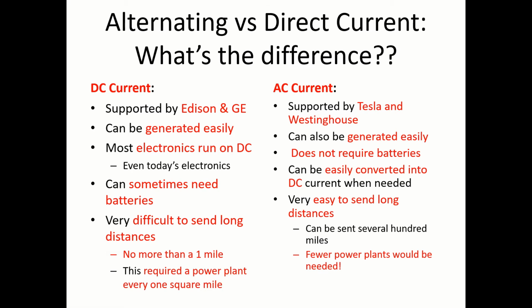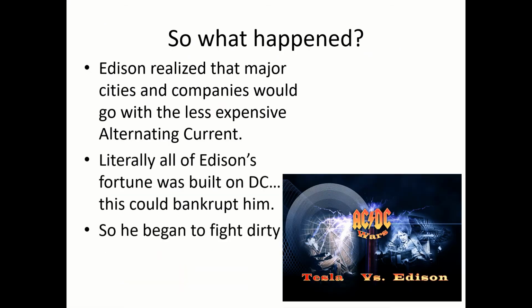Now, this upset Edison because he realized his fortune was disappearing. Obviously, if you haven't noticed, this is where AC/DC got their logo and stuff from, too. It's a lot of fun that way. But Edison realized that he was not going to get a piece of this money, that he was going to continue to lose these contracts to power new cities.